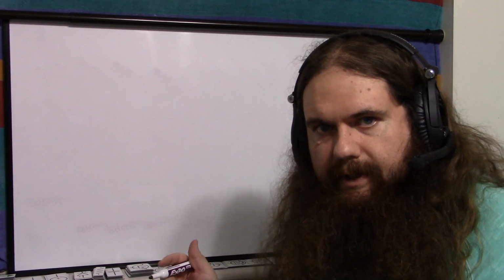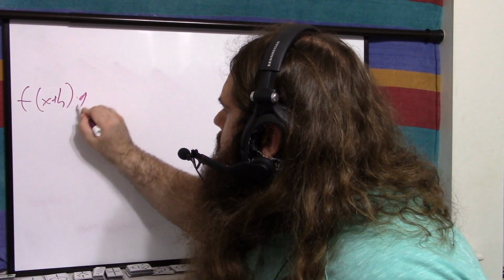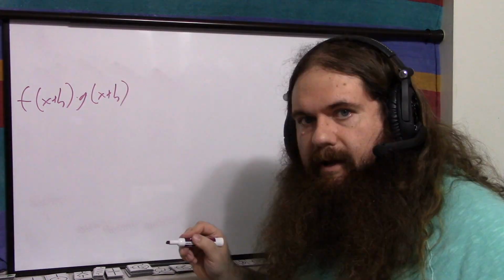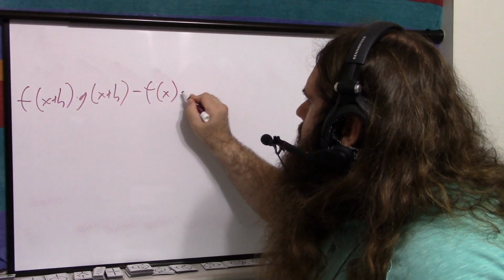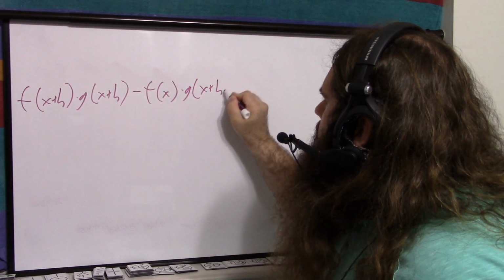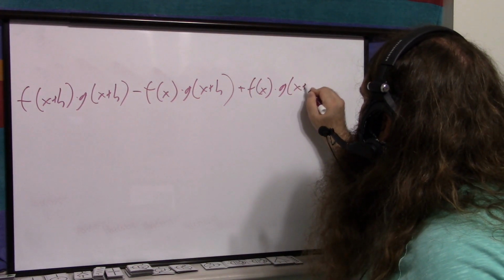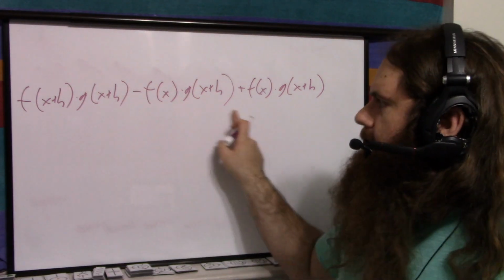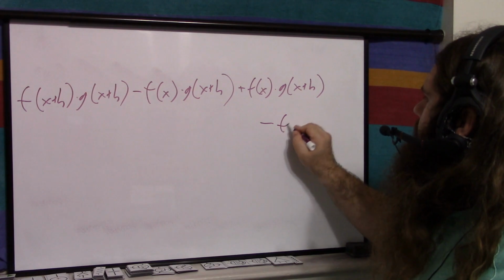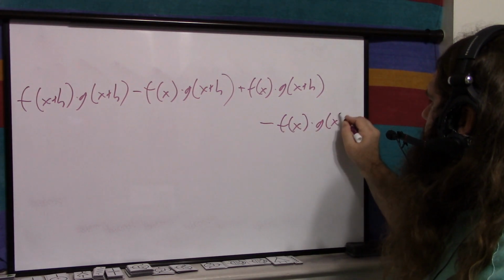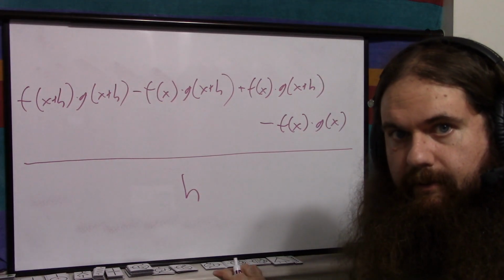I'm going to stop writing limit just so I have more space. So we had f of x plus h times g of x plus h, and then the thing that equals itself, minus f of x times g of x plus h plus f of x times g of x plus h. So I'm adding it and removing it, that's just 0. I haven't done anything. And then minus f of x times g of x, all of this, of course, over h. So what I just did didn't do anything.